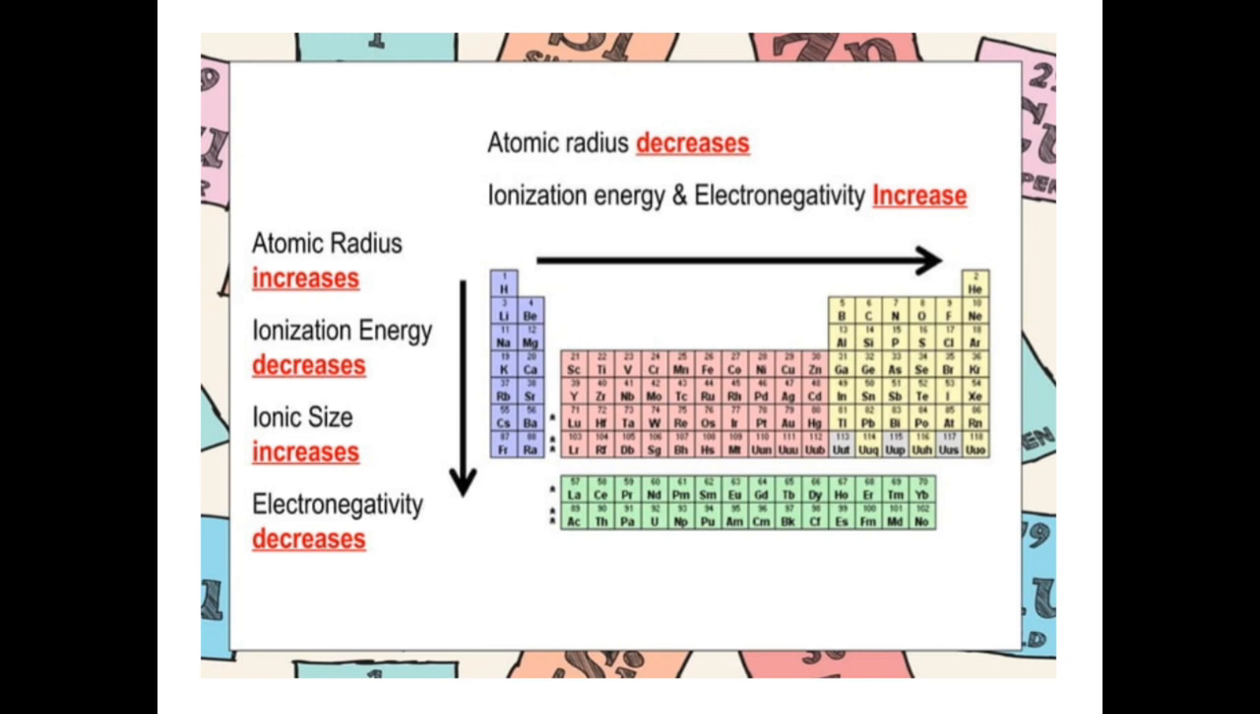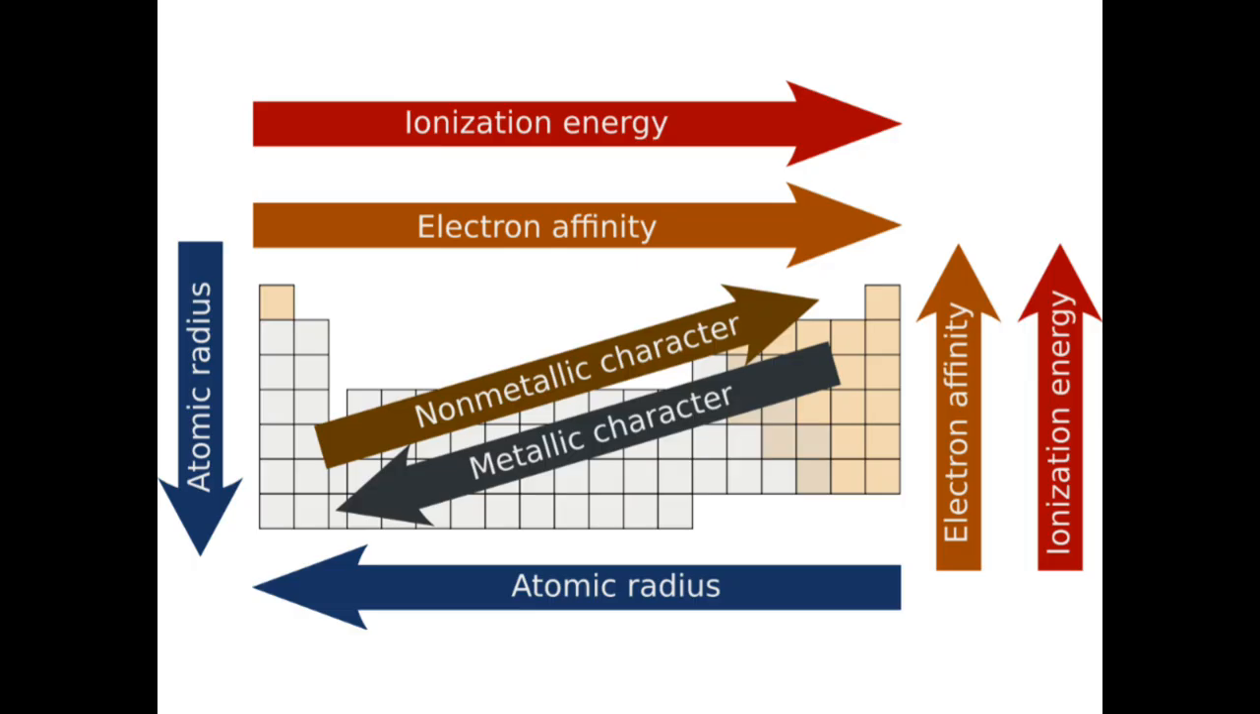Down the group, you can see that atomic radius increases, ionization energy decreases, ionic size increases, electronegativity decreases. While across the period, atomic radius decreases, ionization energy and electronegativity increase. Now, we can also show it here. You can see that ionization energy is increasing across the period, electron affinity is also increasing across the period. The non-metallic character is increasing across the period, while the metallic character is decreasing in the opposite direction. You have the electron affinity as well in this flow chart.